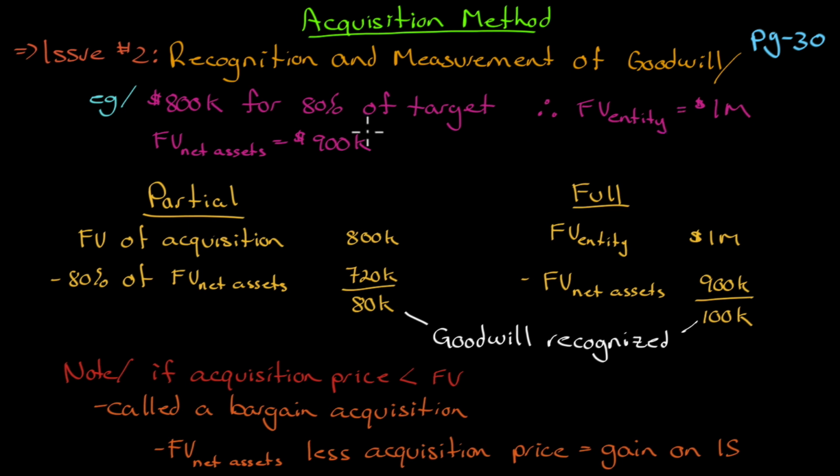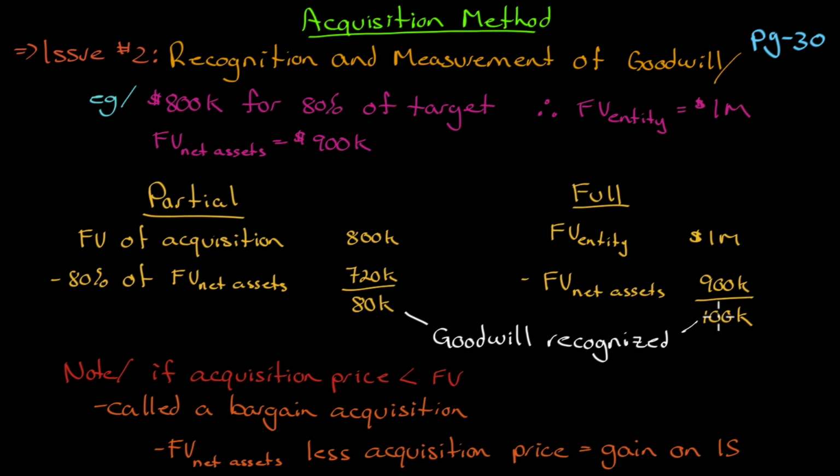But we're only buying 80% of the company. Why should we recognize 100,000 of the goodwill when we're only buying 80% of all the assets? We should recognize 80,000. That's why I like partial. Full says take the fair value of the entire entity. So you have to look at how much you're buying and how much you paid, and you'll get an implied fair value price for the full entity, 1 million, minus the fair value of the net assets. 100,000 is the goodwill that's recognized.